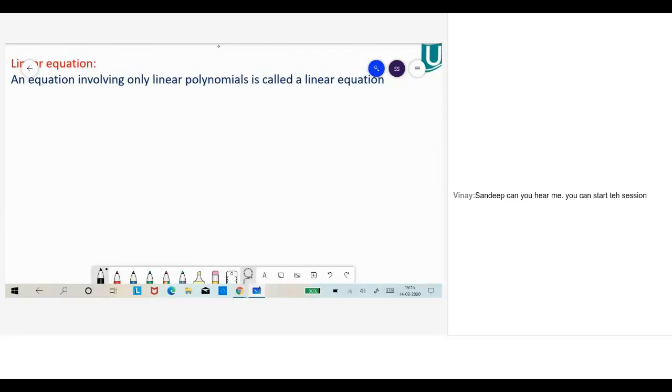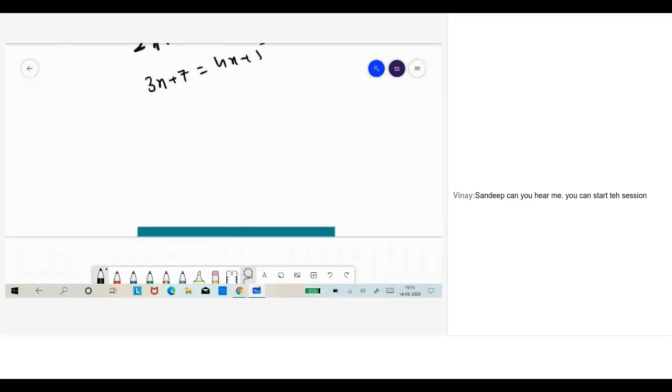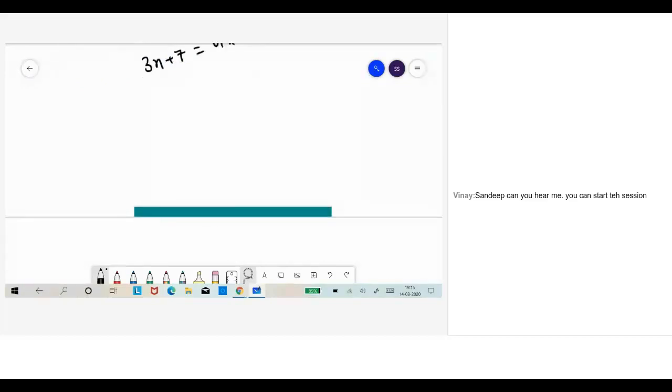Here, if you observe, we're talking about linear equations. An equation involving only linear polynomials is called a linear equation. Linear polynomial means the degree of the variable is 1. Just now we took an example, 2x plus 5 is equal to 3x plus 9, or we might take 3x plus 7 is equal to 4x plus 5. Equations in which the degree of the variable is 1 are called linear equations.